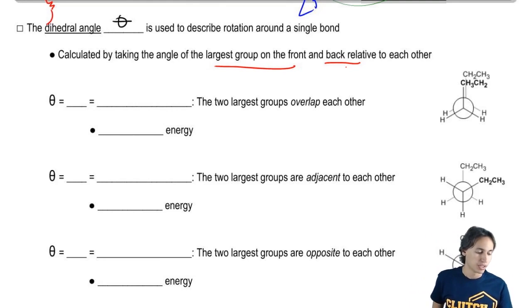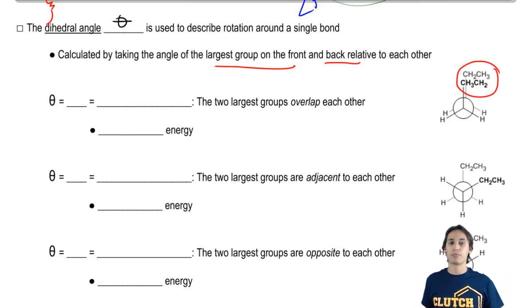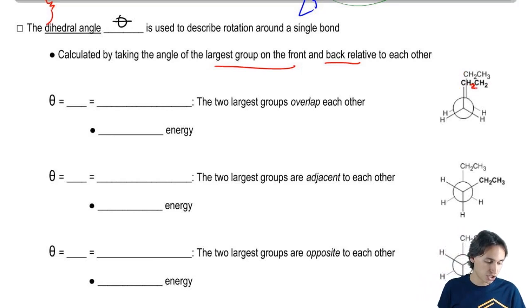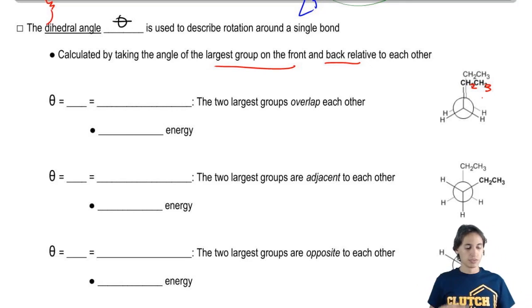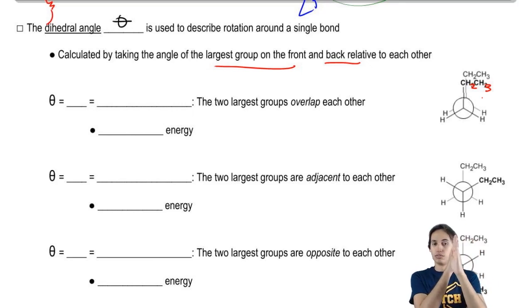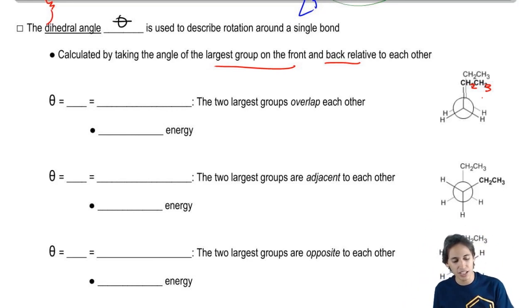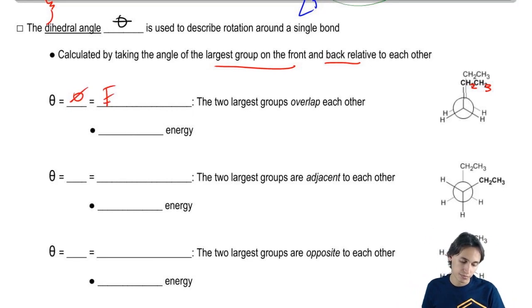So for example, if my two largest groups are overlapping each other perfectly like that. By the way, I just want to point out that there is a mistake on mine, how it says CH3, it should be CH2 and then CH3, so don't let that freak you out. So anyway, if they're perfectly overlapping, that means that the difference in their angle is 0, because as you go further around, your angle gets bigger. But they're perfectly overlapping, so the dihedral angle in this case would be 0. And this conformation is called eclipsed.